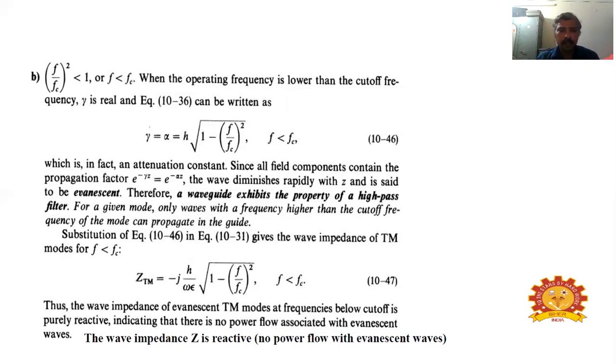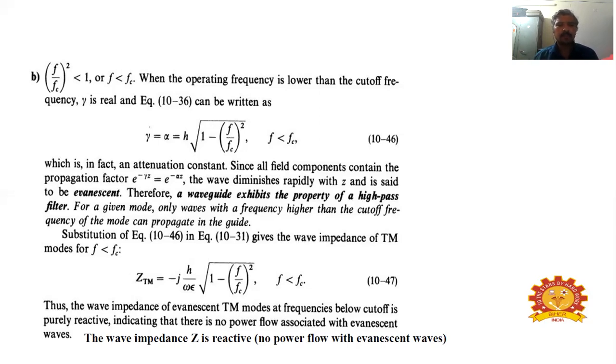Since all the field components contain the propagation factor e to the power minus gamma z, which is equal to e to the power minus alpha z, the wave diminishes rapidly with z and is said to be evanescent. Therefore, a waveguide exhibits the property of a high pass filter. For a given mode, only waves with a frequency higher than the cutoff frequency of the mode can propagate in the guide.